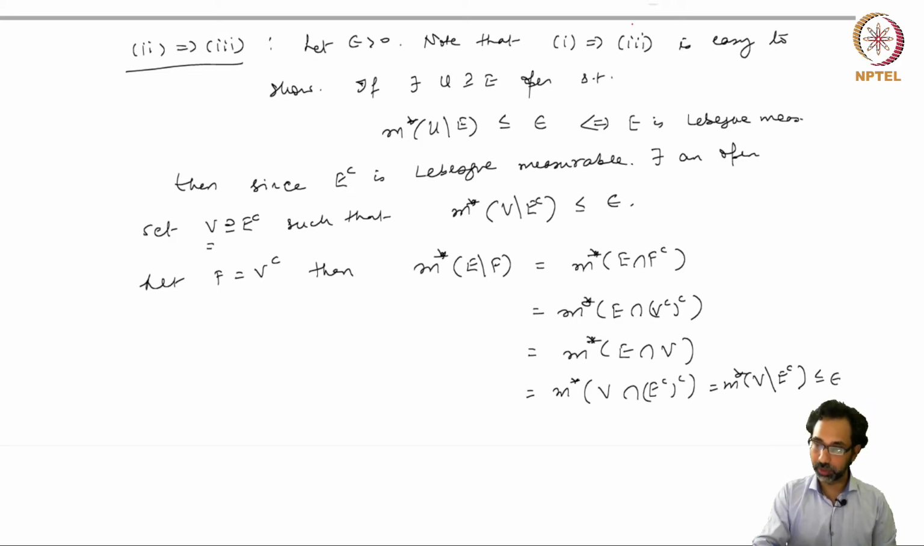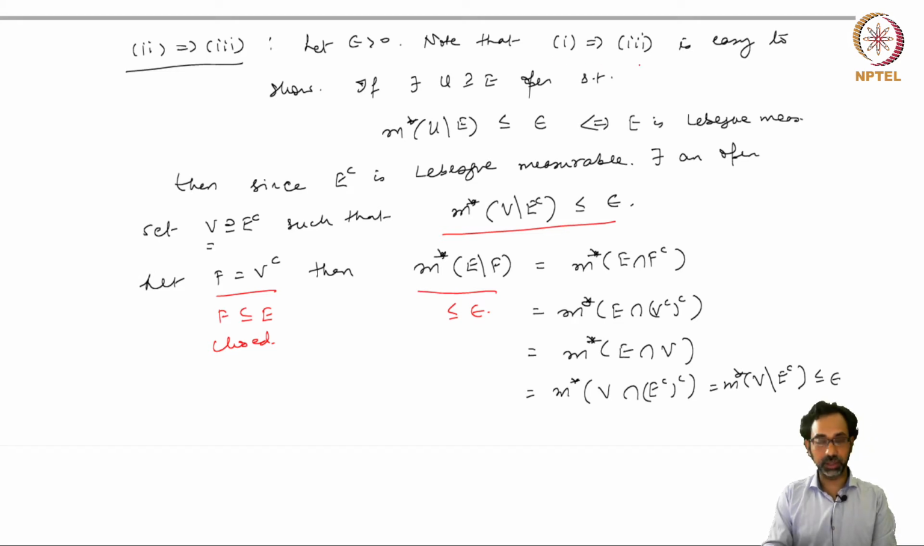So from the Lebesgue measurability of the complement, we deduce a set F lying inside E. So F is lying inside E and F is closed, such that m star of E minus F is less than or equal to epsilon. So 1 implies 3 is easy.